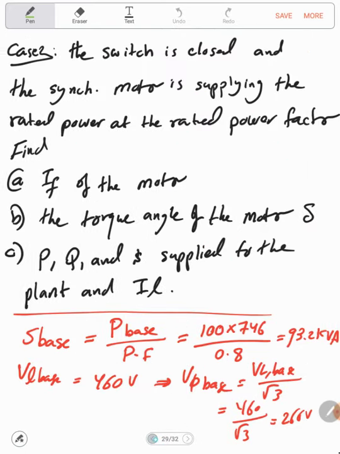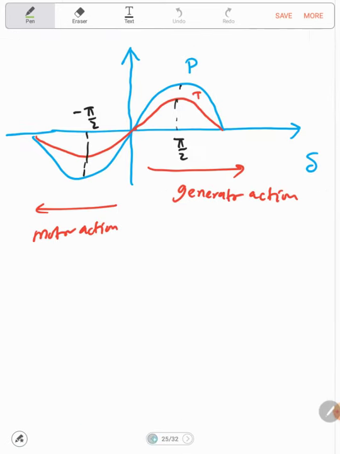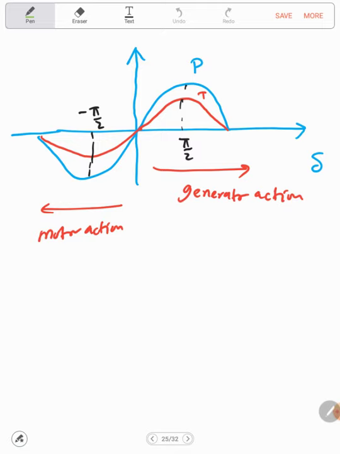If you recall, the delta torque relation, when delta is negative, the machine is acting as a motor. When delta is positive, the machine is acting as a generator.